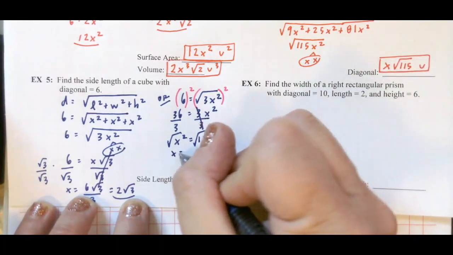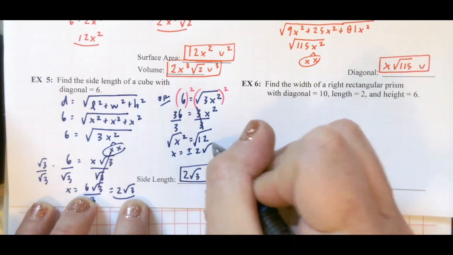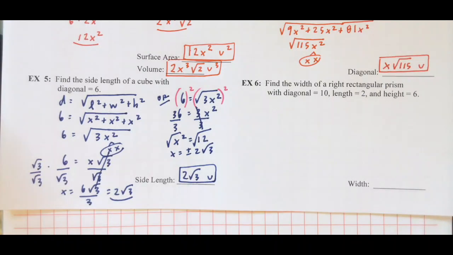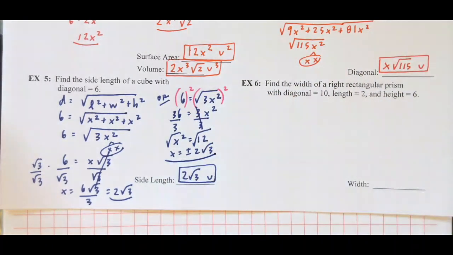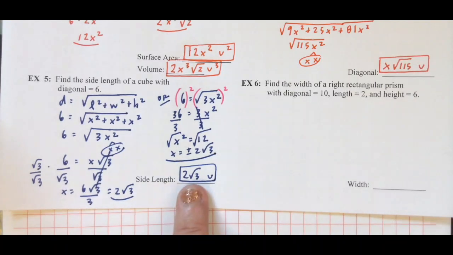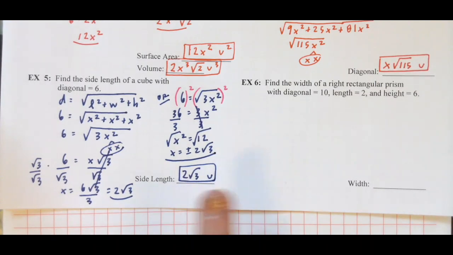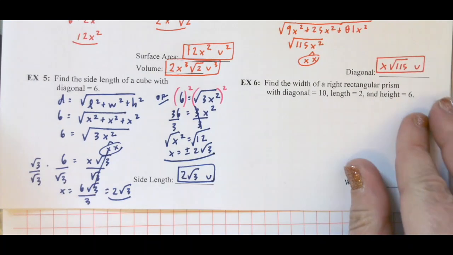And I would get x is plus or minus 2 root 3, a different way. And then again, we're only taking the positive. So our positive solution, a side length has to be positive 2 root 3. All right, next one here in 6.